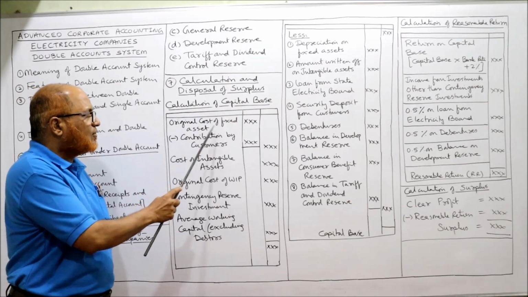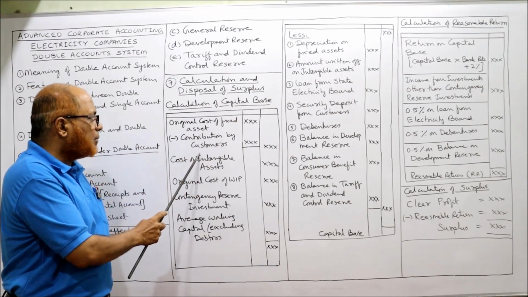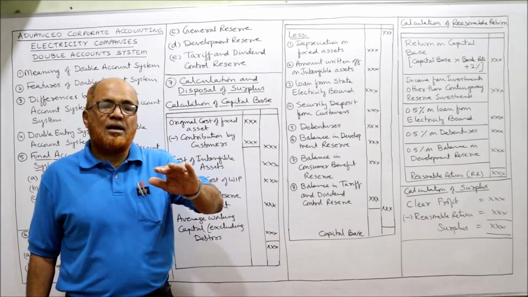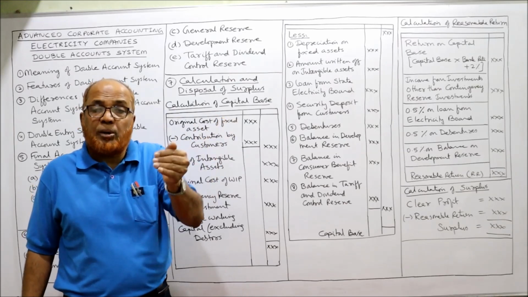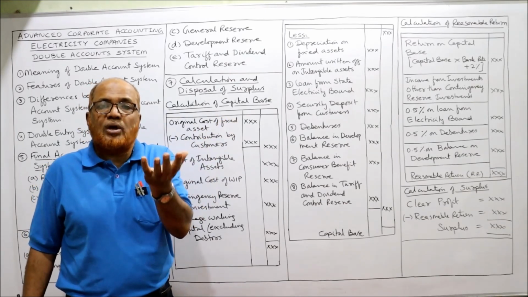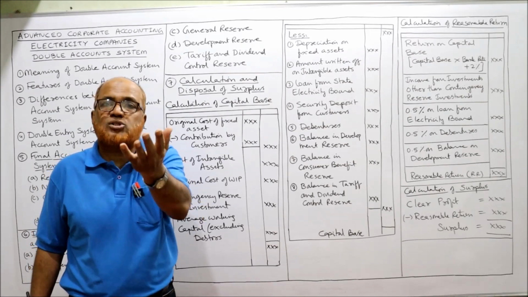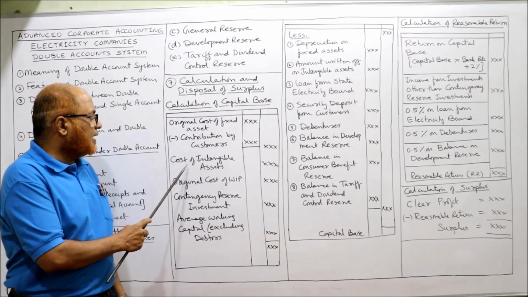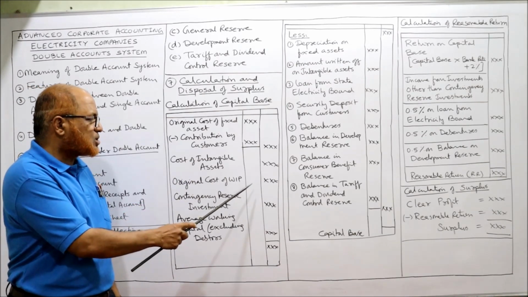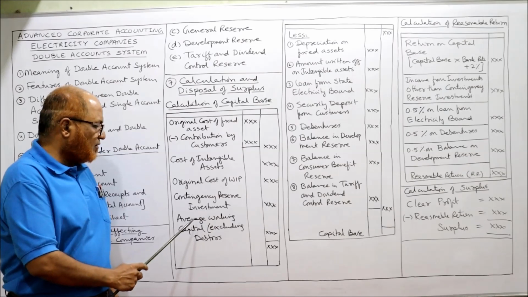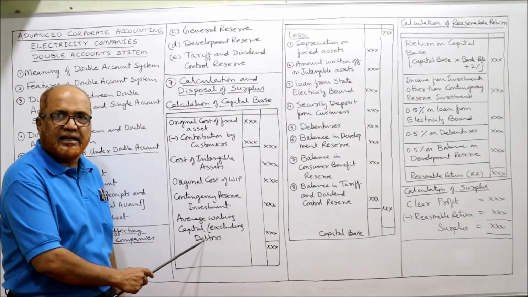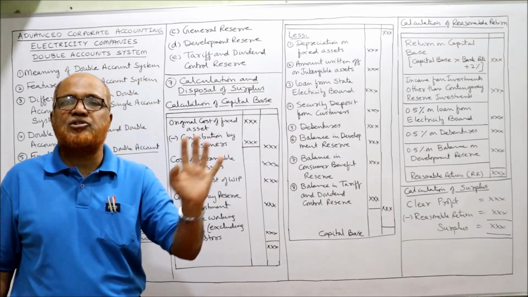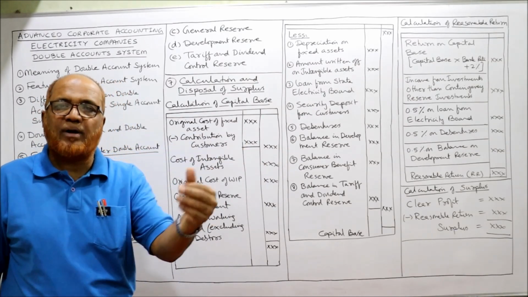We'll take original cost of fixed asset. From this we deduct contribution by customers. The electricity companies have made the customers compulsorily contribute some amount for fixed asset. So if contribution is received from customers on account of fixed asset, that will be deducted. Then cost of intangible asset, original cost of WIP, then contingency reserve investment, average working capital excluding debtors. You have to remember these items because this format is given by the Electricity Companies Act and we have to apply this format in the problems.